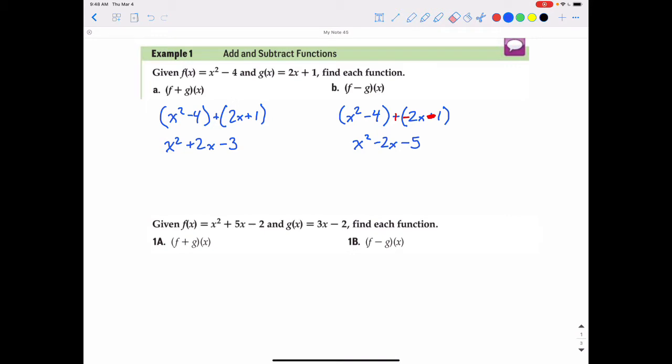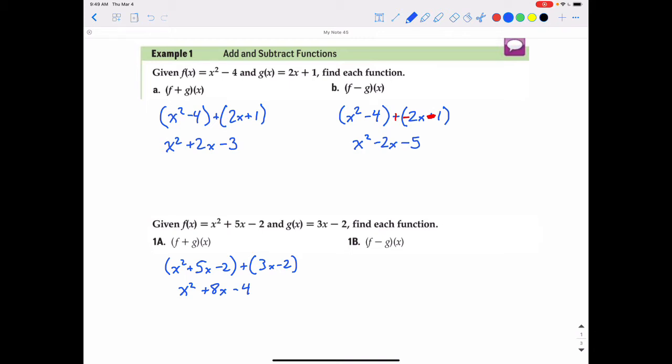So this time we have f of x equals x squared plus 5x minus 2, and g of x equals 3x minus 2. So to find f plus g of x, I'm going to add together x squared plus 5x minus 2, that's my f of x function, plus 3x minus 2 is my g of x function. We are again combining like terms, so no like terms again with x squared, but we do have 5x plus 3x, and that adds up to 8x. And we have negative 2 plus negative 2, and that adds up to negative 4. And that's that answer simplified.